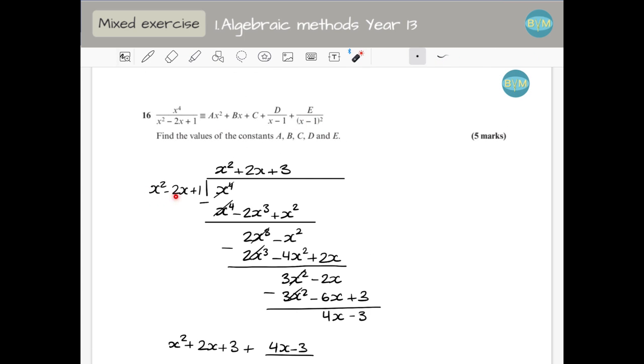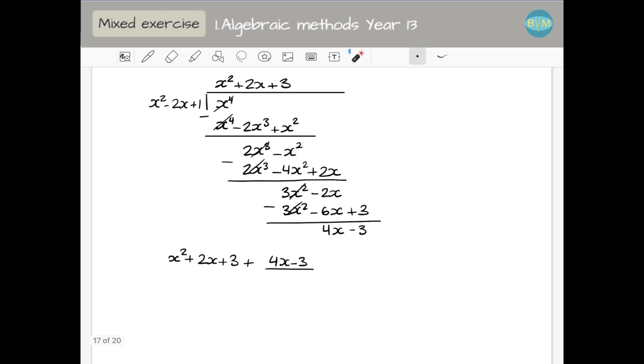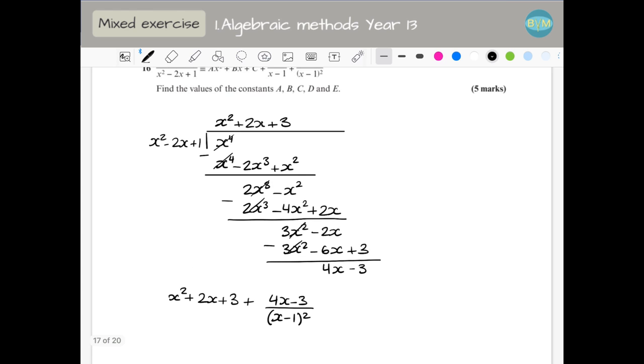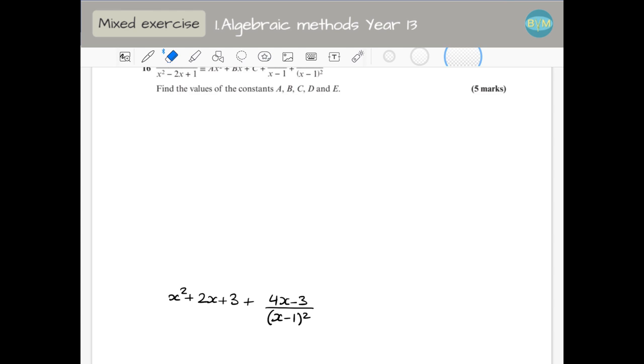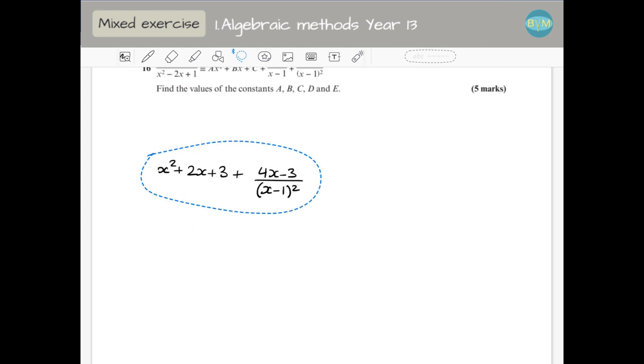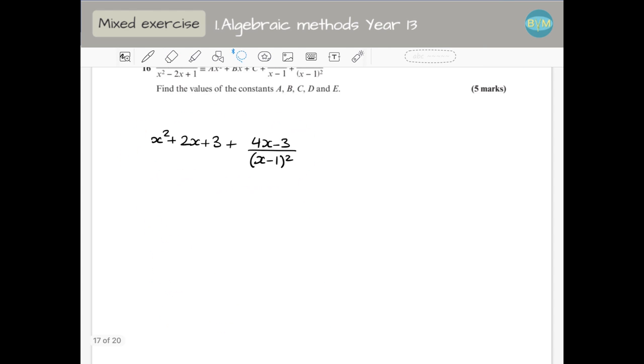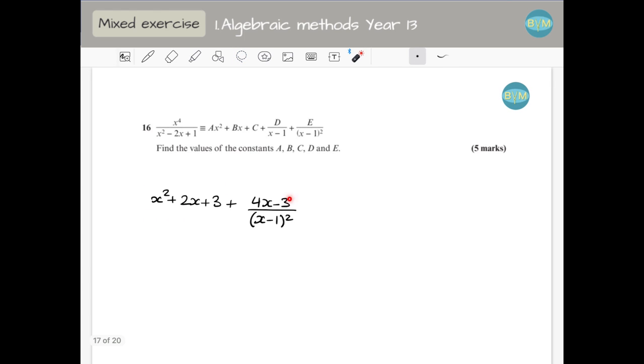So when we factorize this quadratic, we have x minus 1 squared, which means we are very, very close. I'm going to delete this and move this up. We are very close to what we want. So if you compare the expression that we have with the expression that we need, this bit is already this one. So we need to write this in partial fractions. It's the only thing that they've done.